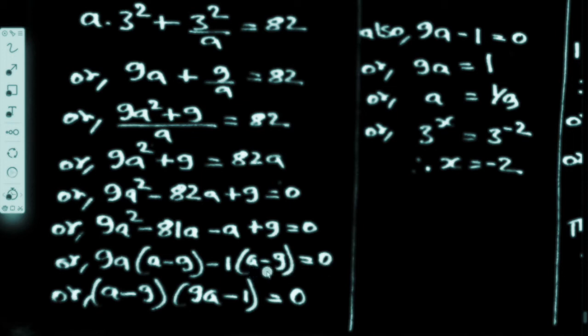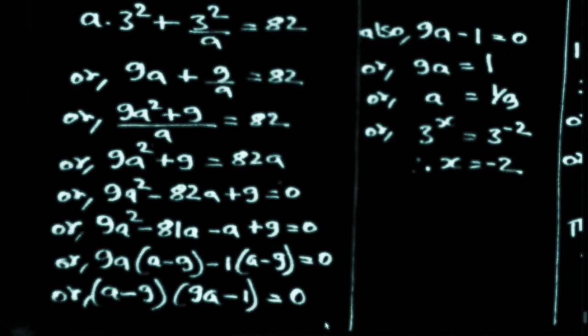Here a minus 9 is similar, so it comes ahead, and 9a minus 1 comes in the other bracket, equals 0. In this way, from this expression we get two factors: a minus 9 is the first factor and 9a minus 1 is the second factor. From these factors we can easily get the value of a.